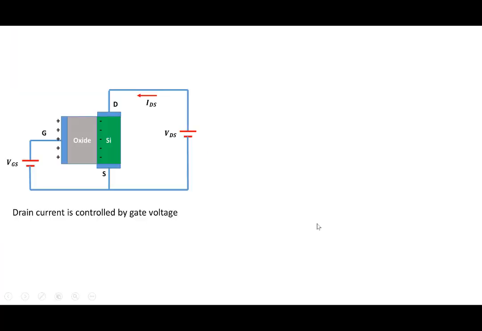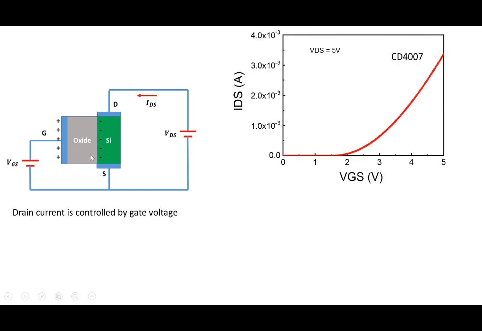All right, so we said drain current is controlled by gate voltage here, right? So that's the property of transconductance that we see in the MOSFET. Let me show you some real data. This is an actual MOSFET that was measured, CD4007. This is an IC with several MOSFETs in it. So this was the data measured in a lab: drain current versus gate to source voltage.